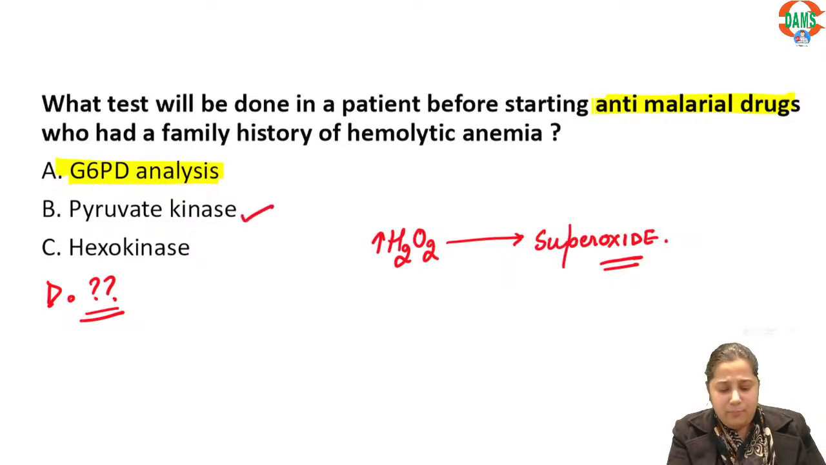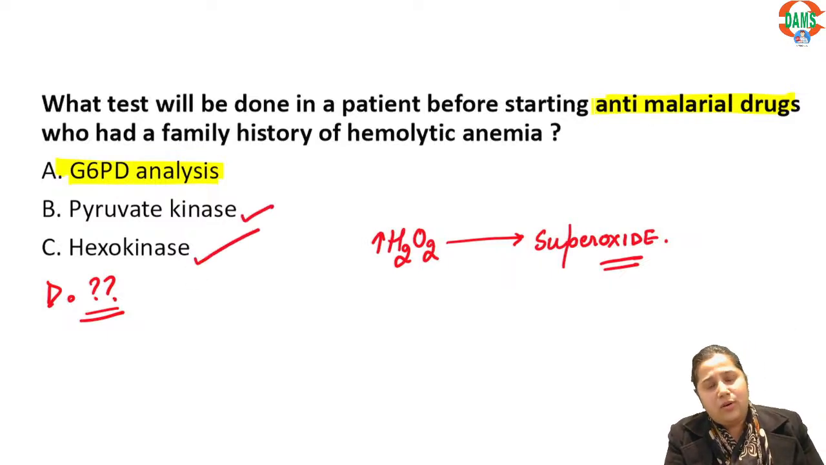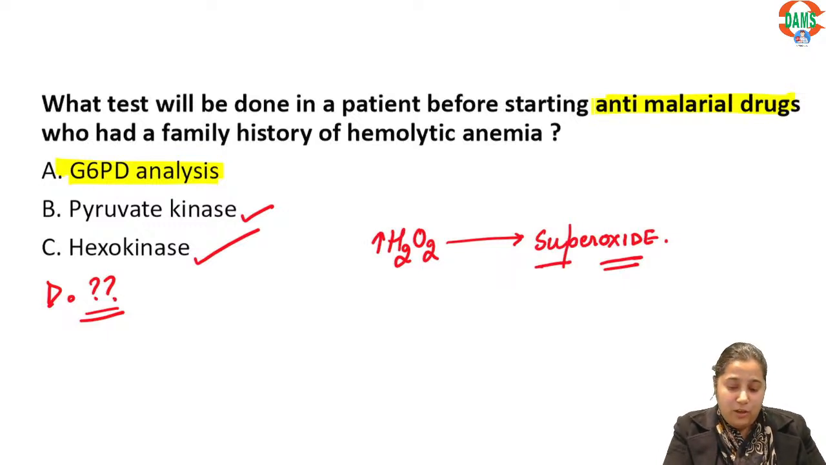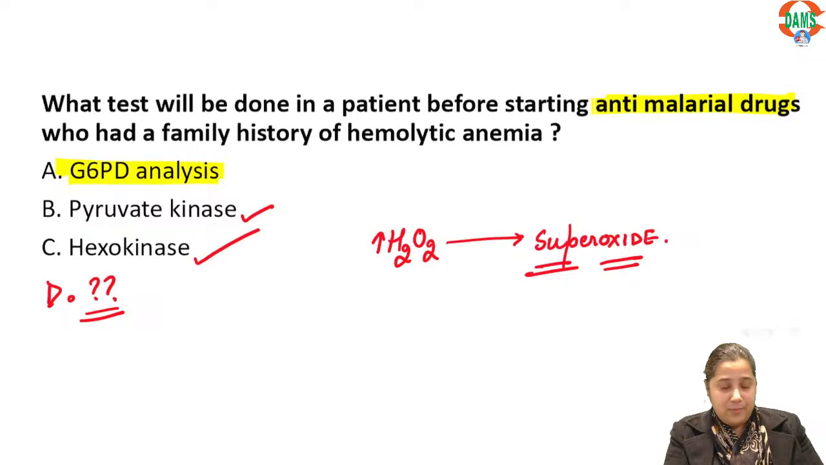The other options are pyruvate kinase deficiency and hexokinase deficiency. These are enzymes of glycolysis. G6PD is the enzyme of the HMP shunt, which produces NADPH, which is a protection against the formation of superoxide free radicals.